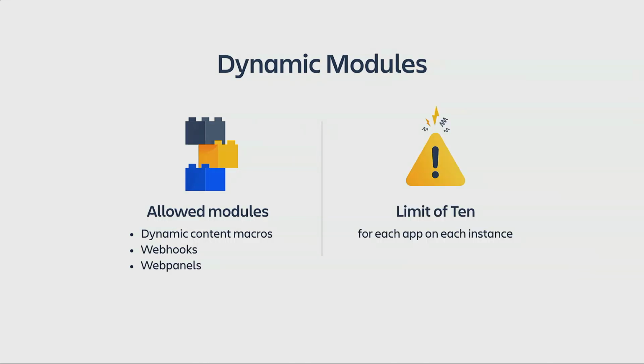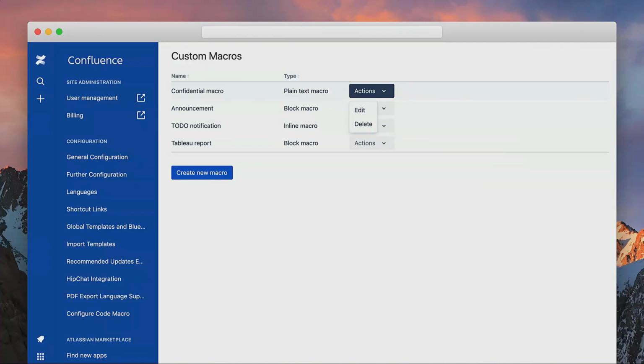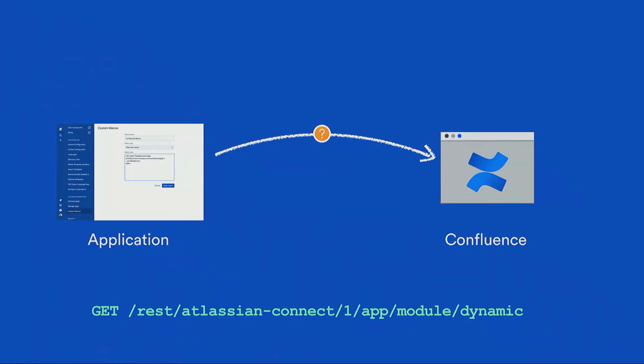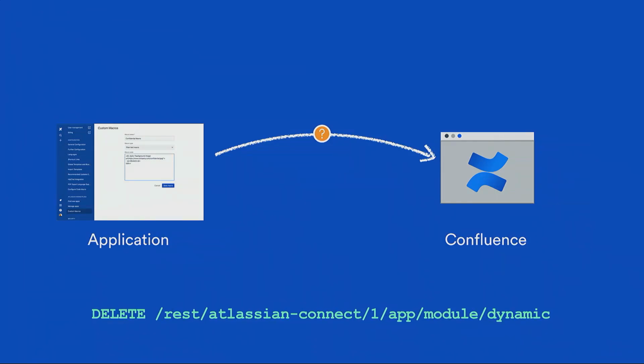There is a limit, unfortunately. You can have 10 modules per app per instance. So if you need to know, there are a couple of other APIs that we've defined. If you need to actually see all your custom macros, there is also a get call that returns all your defined apps. And there is also a delete call that allows you to then delete if you reach your limit of 10 or you need to customize these.